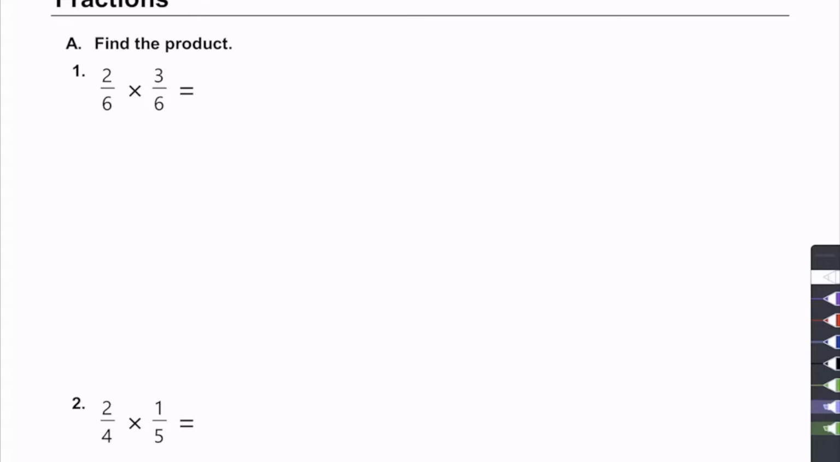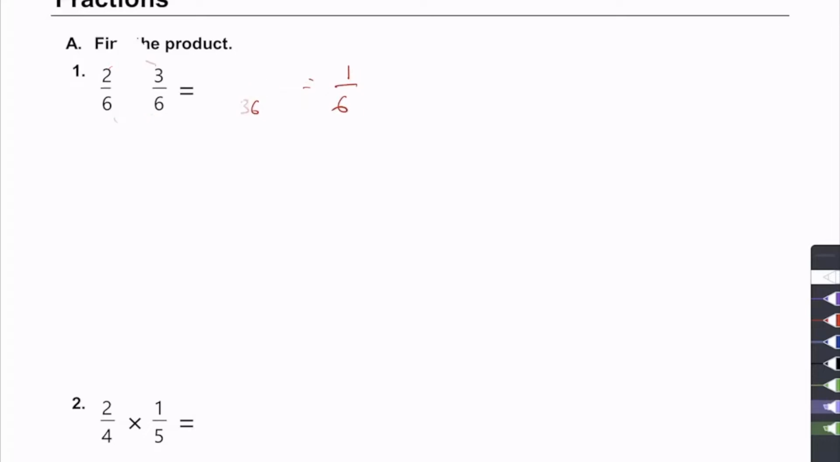So to multiply any fraction, you just multiply the top two numbers together. So 2 times 3 is 6. 6 times 6 is 36. You simplify that. How many 6s in 6? 1. How many 6s in 36? 6. So the answer is 1/6.